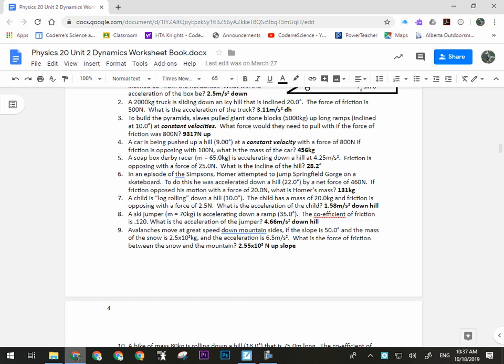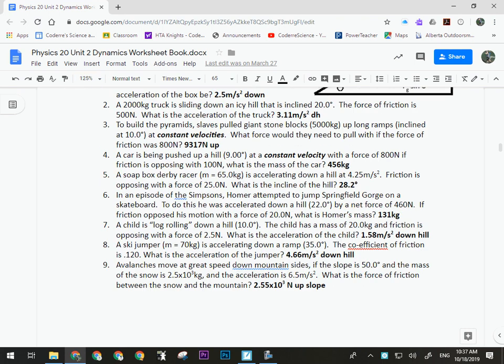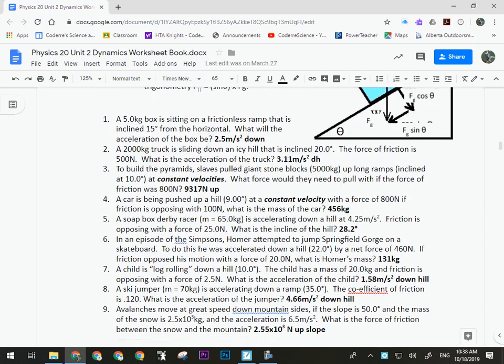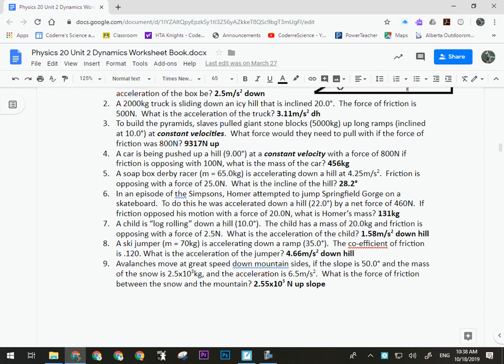Okay, so I want you guys to have a look at 2, 3, and 4 for right now, and then we'll walk through those ones together. Okay, so trying 2, 3, and 4. This is in your digital workbook, by the way. It's on page 3. Okay, so we're working on 2, 3, and 4 for right now.